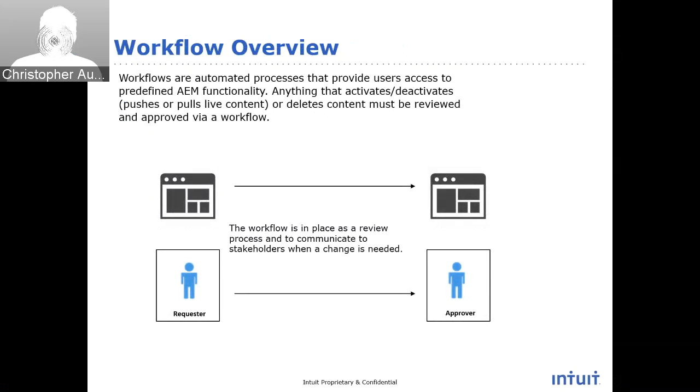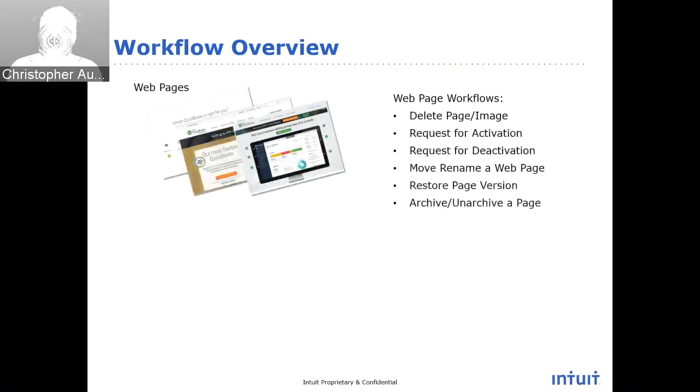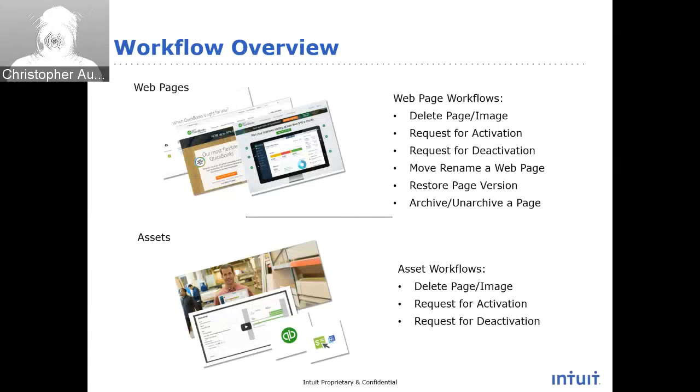So basically there are 2 roles in a workflow. There's the requester, and that'll be yourselves, and then there's an approver. That's pretty straightforward. If it gets approved, it's going to go live. If it gets rejected, it'll get sent back. Nothing mysterious there. There are 2 different types of workflows: web page workflows, which you should not have to deal with, and then asset workflows. You'll notice that delete page image is the same workflow on a web page and an asset. If you wanted to delete an image, you have to send that through a workflow. If you want to activate or deactivate an image, it needs to go through a workflow.